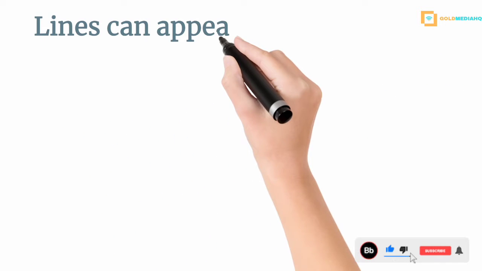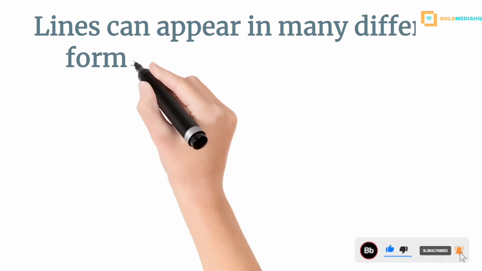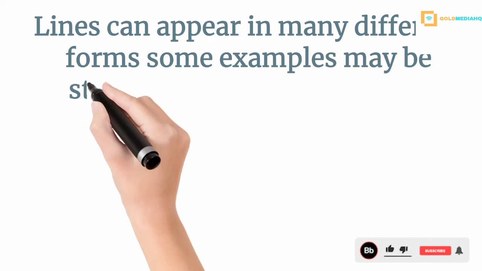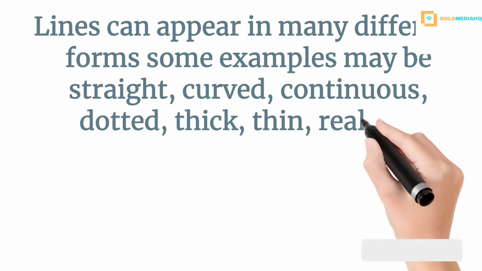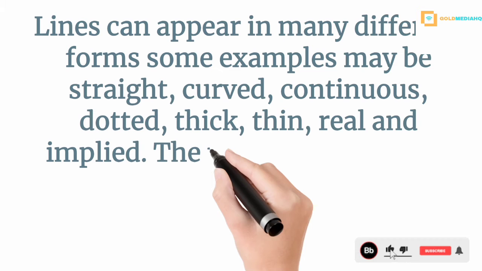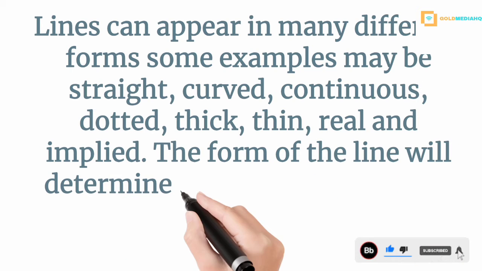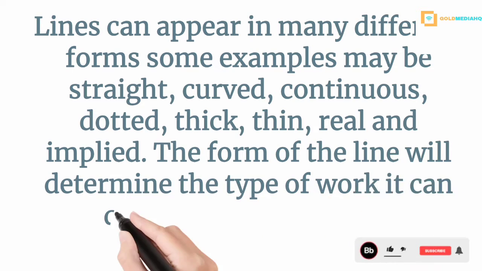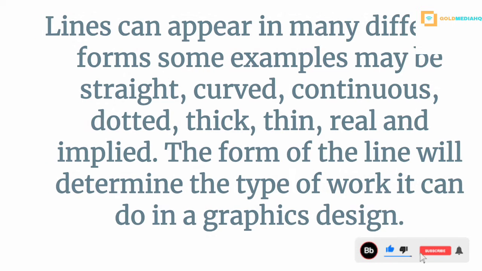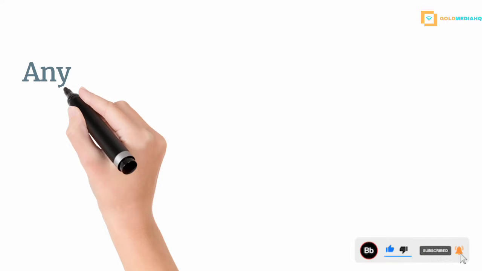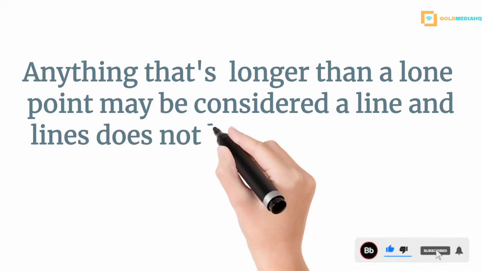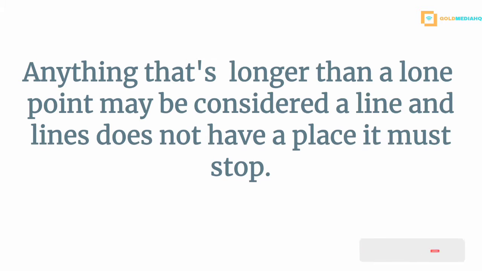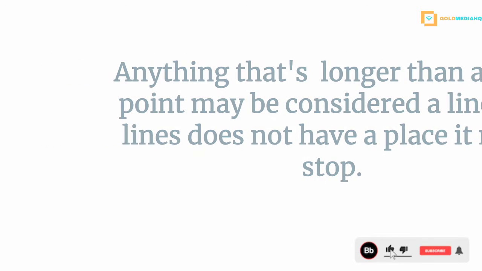Lines can appear in many forms. Some examples may be straight, curved, continuous, dotted, thick, thin, real, and implied. The form of the line determines the type of work it can do in a graphic design. Anything that is longer than a point may be considered as a line. And a line does not have a place it must end.